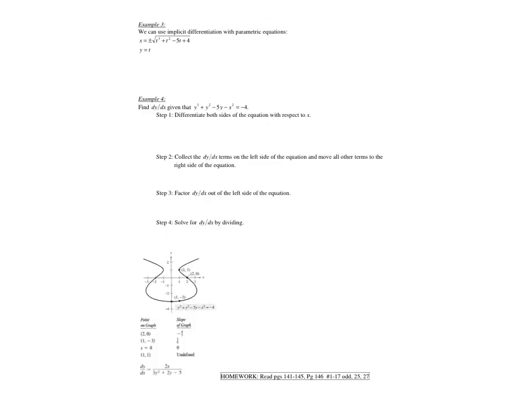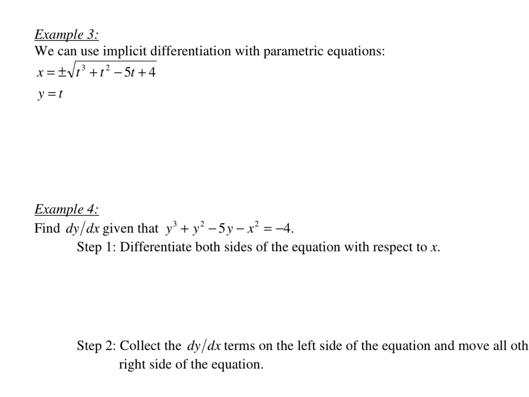Alright, let's try a couple other examples here. Example number 3. We can use implicit differentiation with parametric equations. We were just talking a little bit about parametric equations before we started. So here, remember, parametric equations are equations where we represent the x direction and the y direction, and z if we wanted to do three-dimensional ones, all in terms of a time, t.